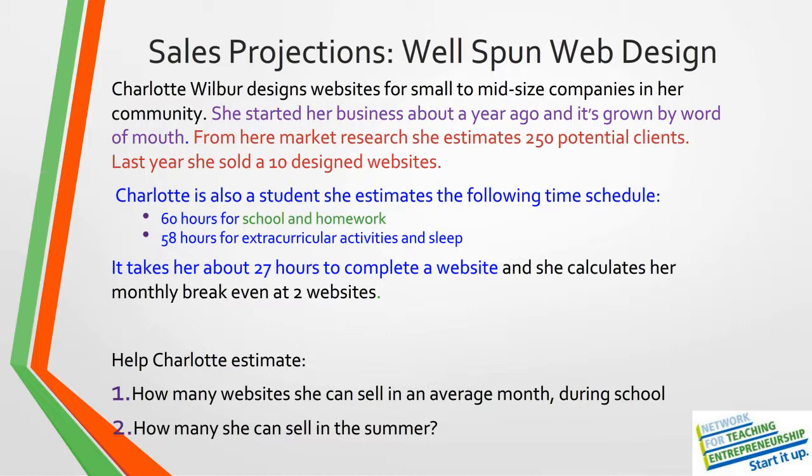For full capacity, we know that in a week, Charlotte spends 118 hours on schoolwork and extracurriculars and sleep. That means she has 50 hours remaining to run her business. But that's just during the school year, when she dedicates 60 hours for school and homework. What about the summer months? Lastly, Charlotte only needs to sell 2 websites a month in order to break even.